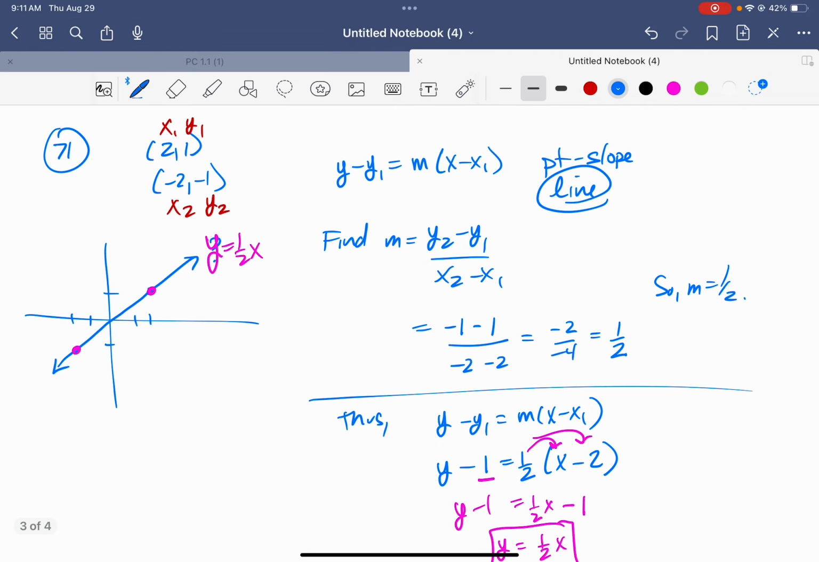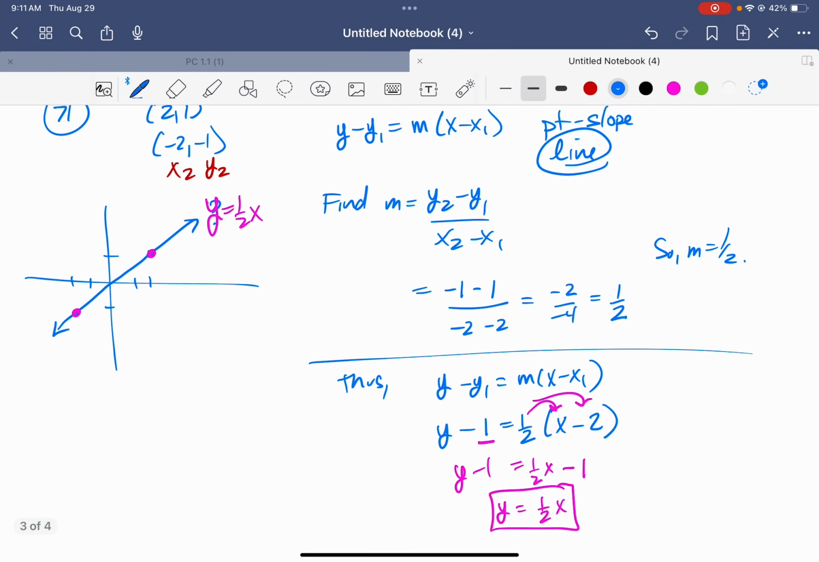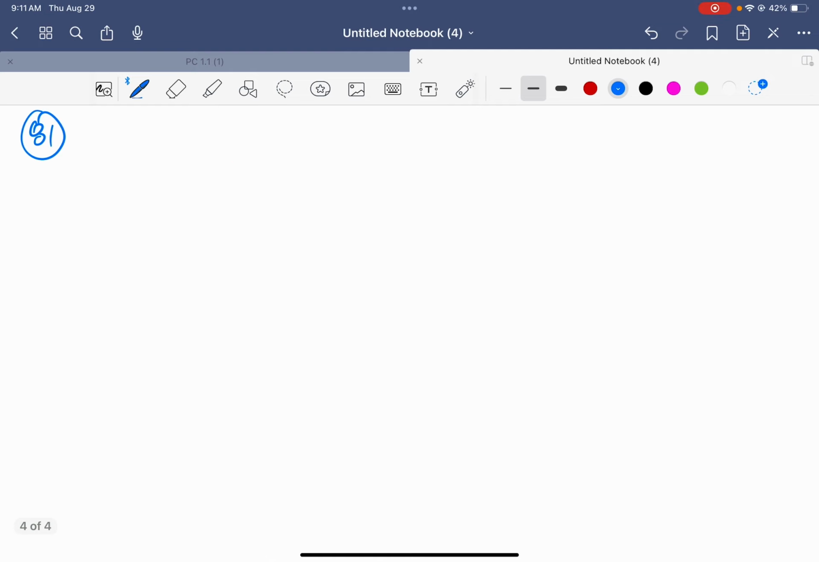Cool. And then I go to 71, I get a 1/2 x. Yes, that's what we got. So we've checked all our answers. So only now are we ready to go on to 81. So I'm going to go to 81, and it says give the slope, y-intercept, and graph.